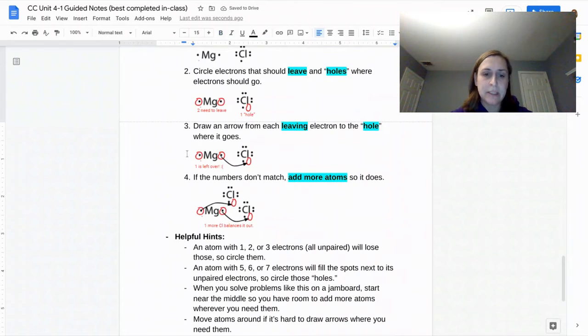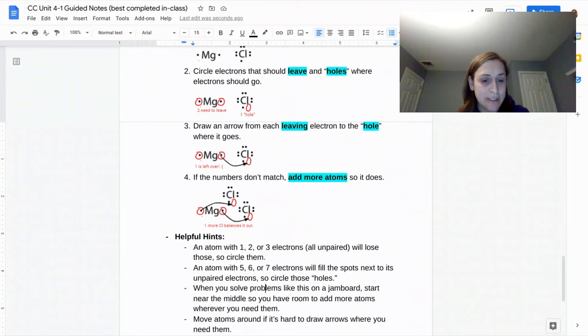So see, my magnesium still had 1 to give, but this chlorine was all filled up. So we got a second chlorine and put a dot structure for it. And look at that. Now it's balanced. I can tell from this that the magnesium needs to bond with 2 chlorine atoms so that everyone's octets are satisfied and nothing is left over.